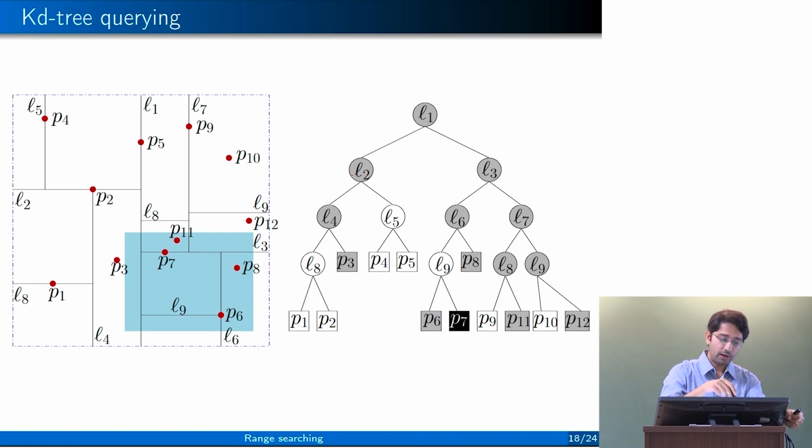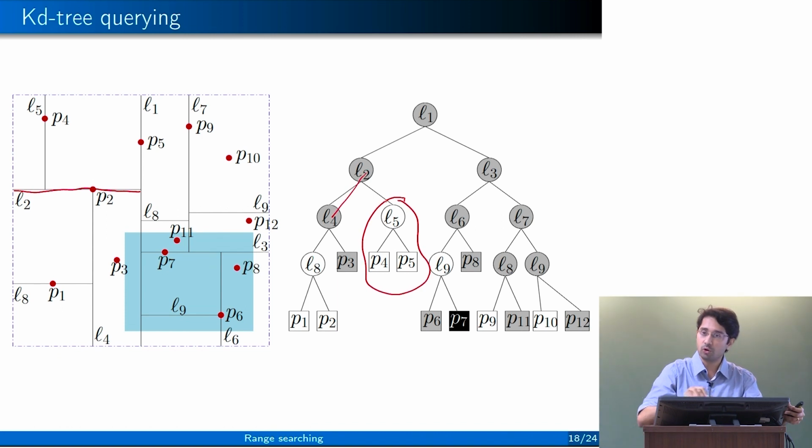In L2, this is my line L2. Does my query rectangle participate in both the sides of L2? So what will I do? I will go only to the left, only one side. From L2 I will not search this part, this node becomes white, but I am not sure whether it contains all the points below L2 or not.